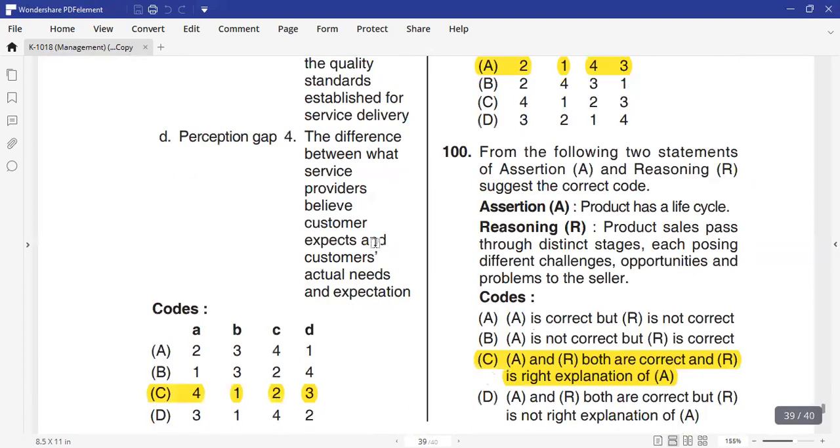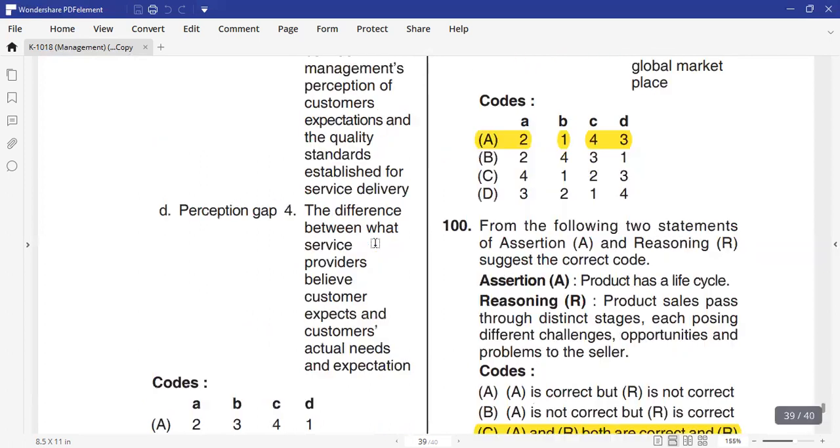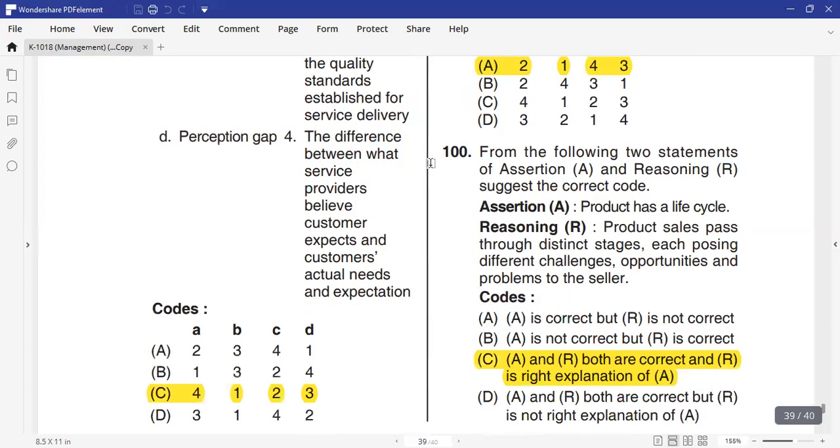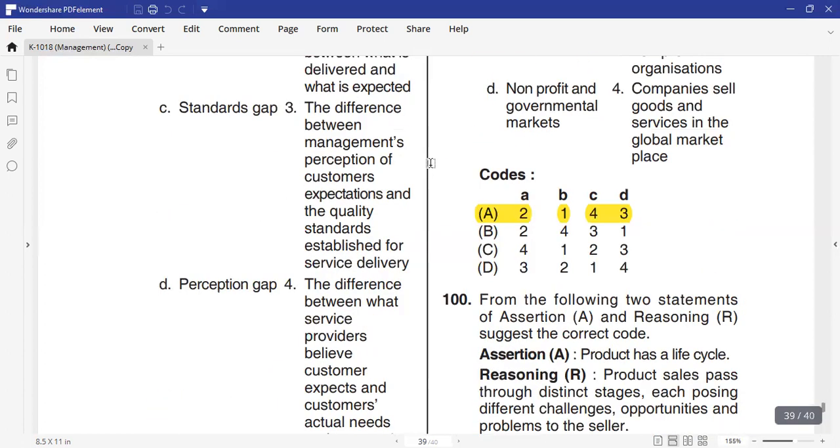Then D is 3. So perception gap is nothing but the difference between management's perception of customers' expectations and the quality standards established for service delivery. So this is actually D, that is the third one. If there is a difference between these, that is called the perception gap.